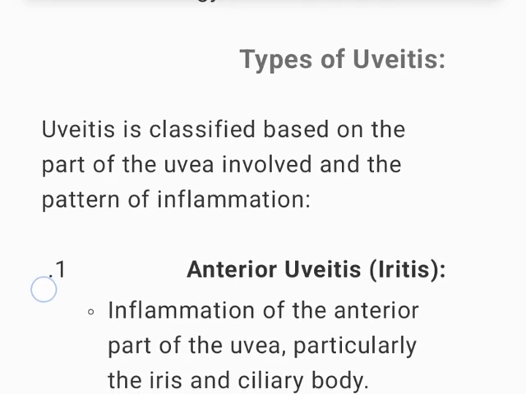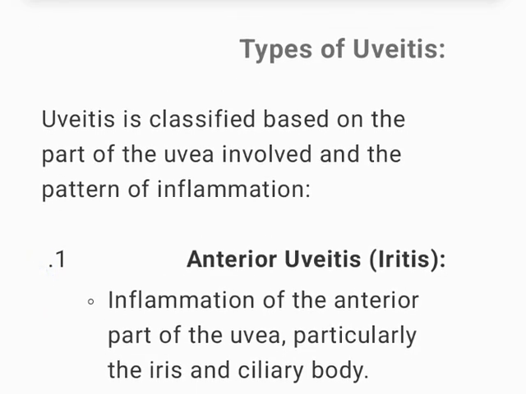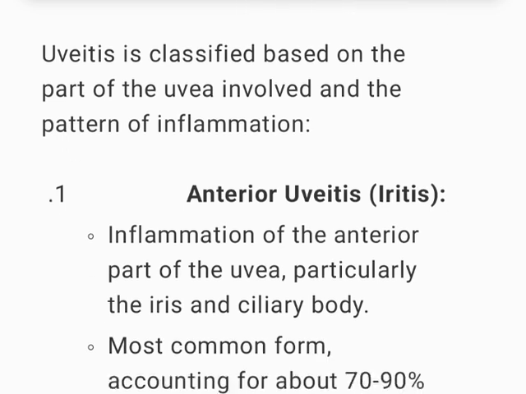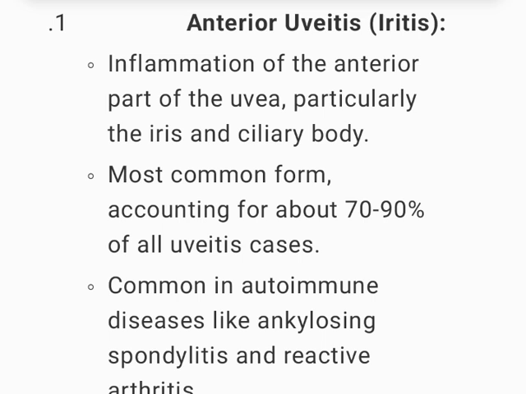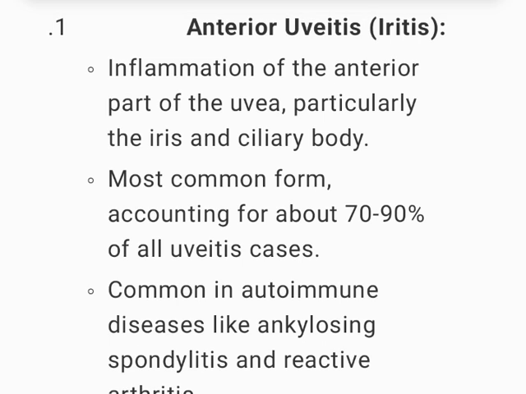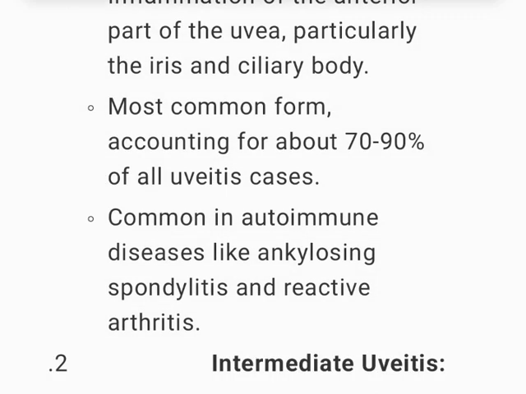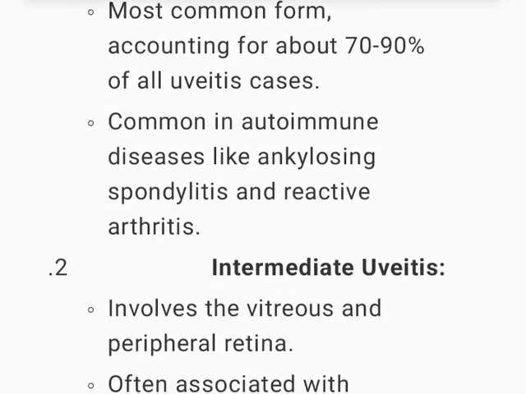Types of uveitis. Uveitis is classified based on the part of the uvea involved and the pattern of inflammation. 1. Anterior uveitis, iritis. Inflammation of the anterior part of the uvea, particularly the iris and ciliary body. Most common form, accounting for about 70 to 90% of all uveitis cases. Common in autoimmune diseases like ankylosing spondylitis and reactive arthritis.